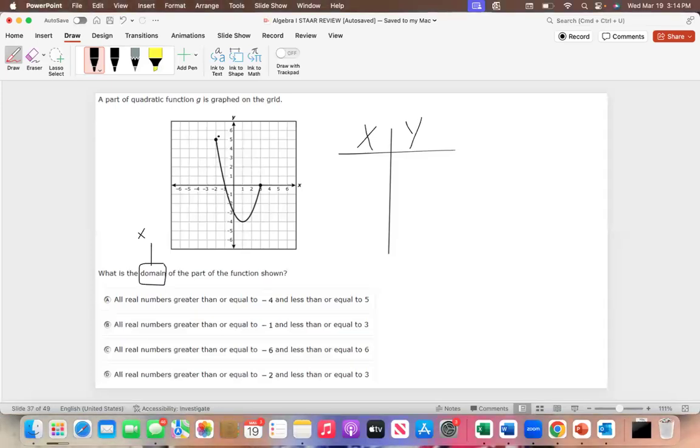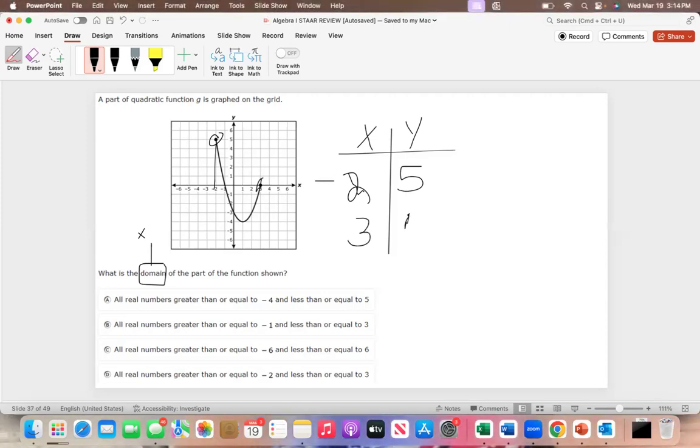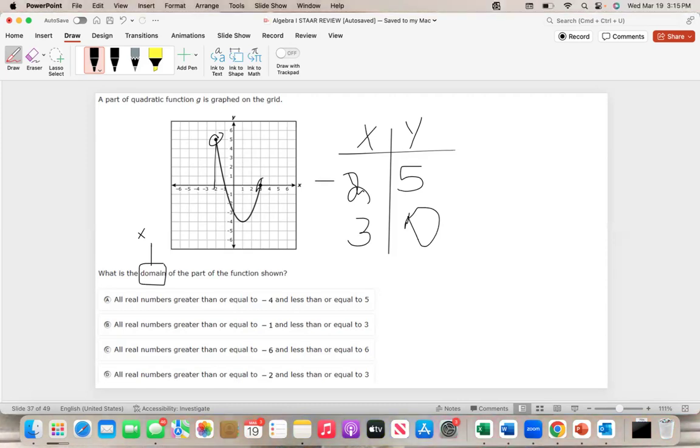So this first point right here is at -2, +5. And this point right here is at 3, 0. Okay. Those are our 2 points on our domains. Okay. On those X values.